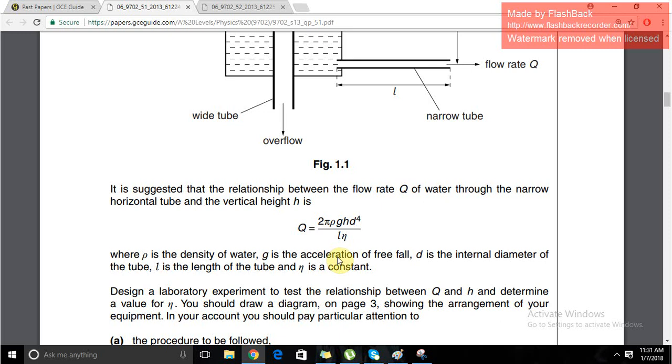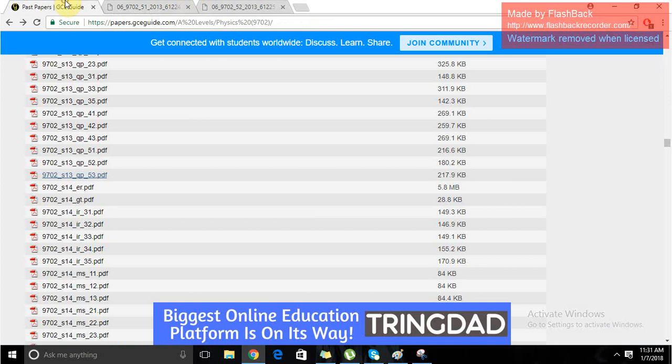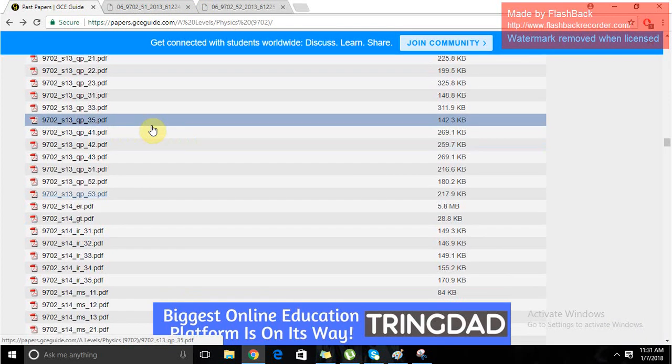And diameter should be a bit larger. The larger the value of the internal diameter, the greater the flow rate, because we want there to be the least amount of percentage uncertainty. Let's just move onwards to the marking scheme, see how well we did.